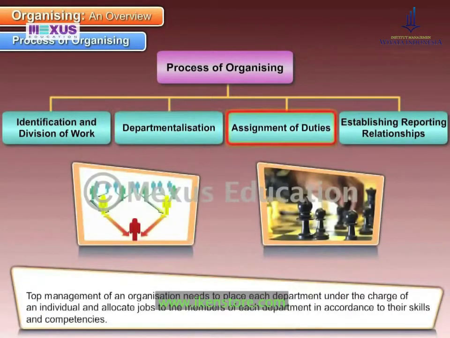3. Assignment of duties. Having completed the formation of departments, the top management of an organization needs to place each of these departments under the charge of an individual. The management then allocates jobs to the members of each department in accordance to their skills and competencies.